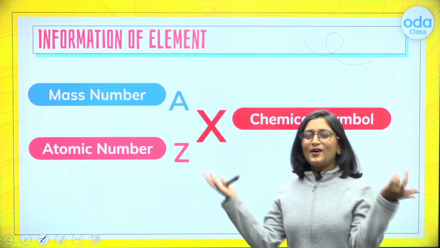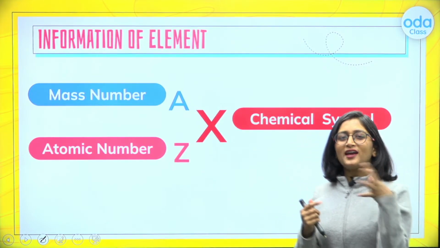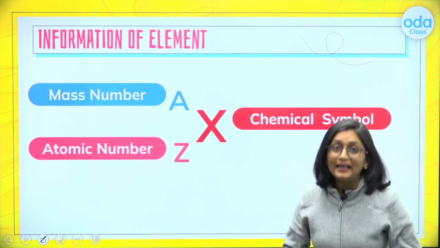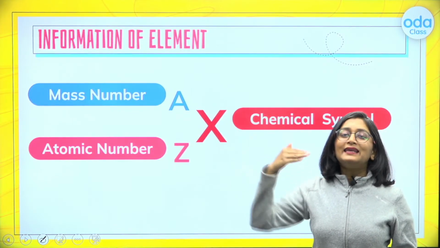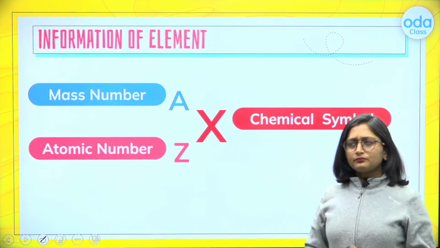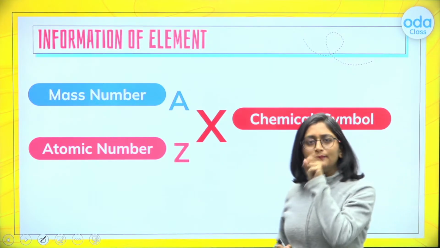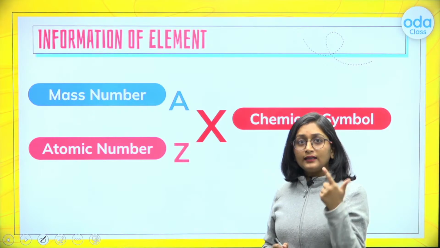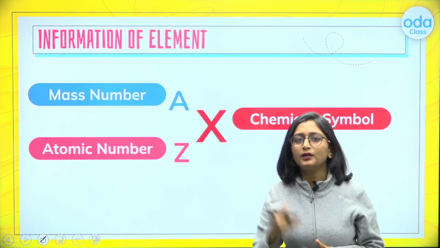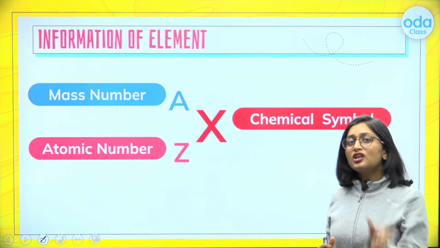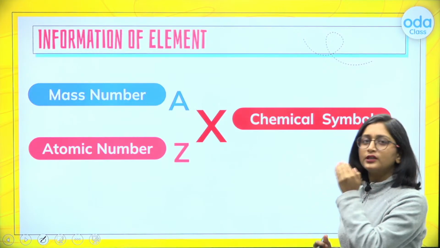Now you all know that atomic number and mass number are given for the element. So there is proper information given in the periodic table. When you look at an element, you will find that there is a particular position to place the atomic number and the mass number. Now let us learn what that position should be.